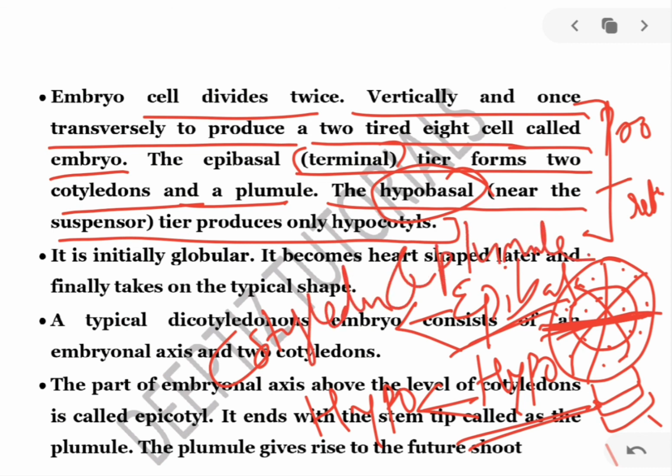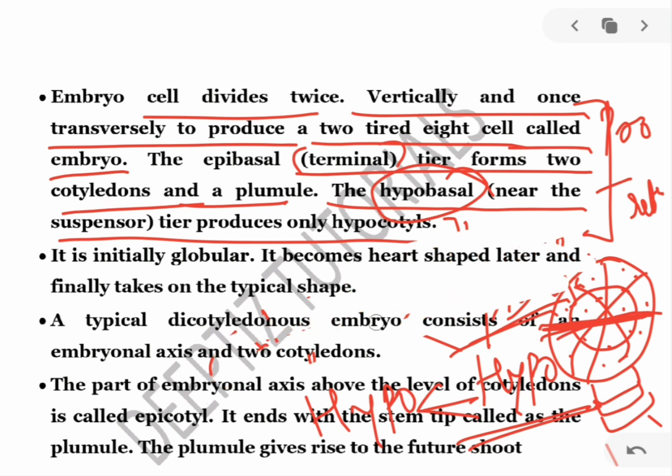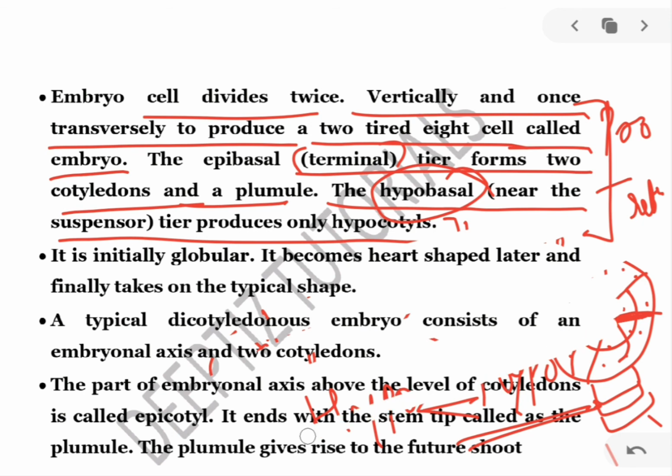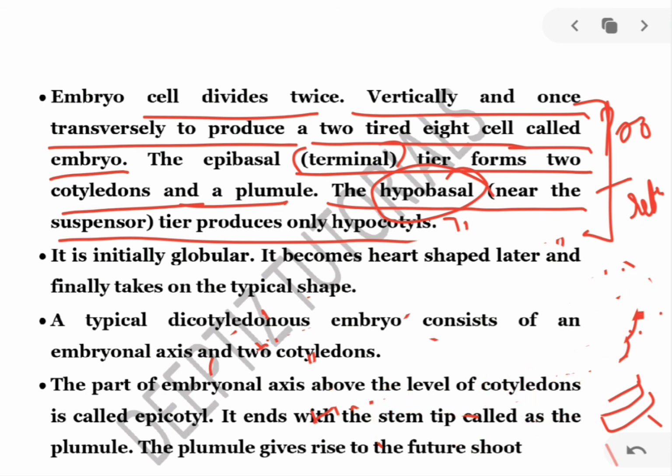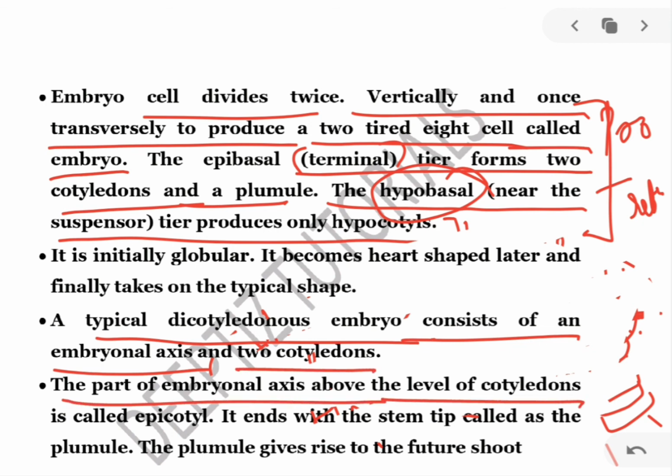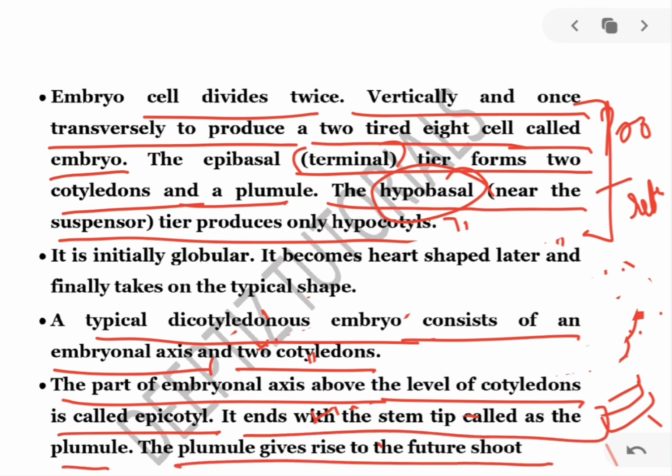Cotyledon and the plumule. Now, initially it is globular, then becomes heart shaped later, then finally it occupies that typical shape, whatever the shape is, right? We know that different shapes are there. Now, a typical dicotyledonous embryo consists of an embryonal axis and two cotyledons. The part of the embryonal axis above the level of cotyledon is called epicotyl. It ends with the stem tip called the plumule. The plumule gives rise to the future shoot.